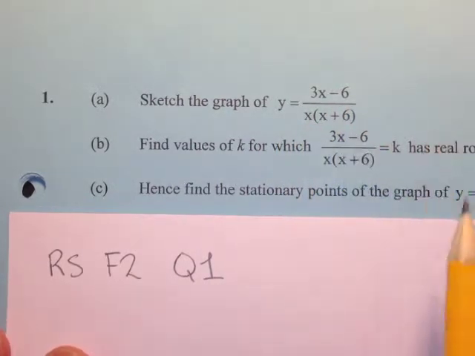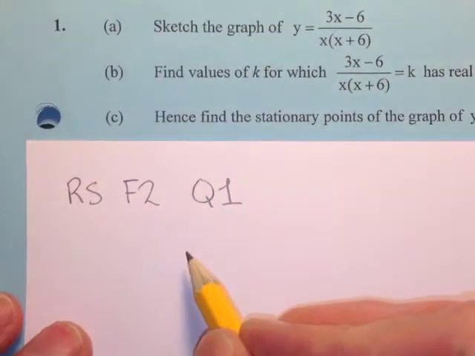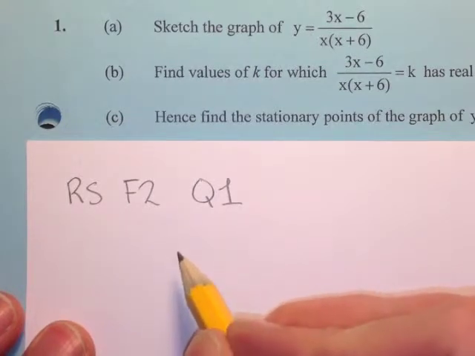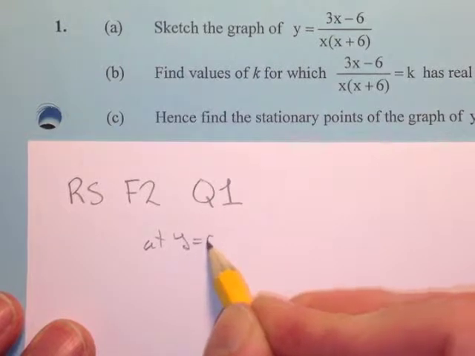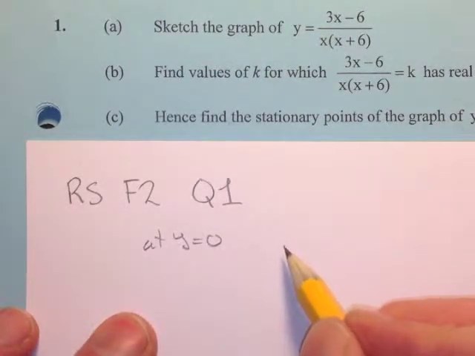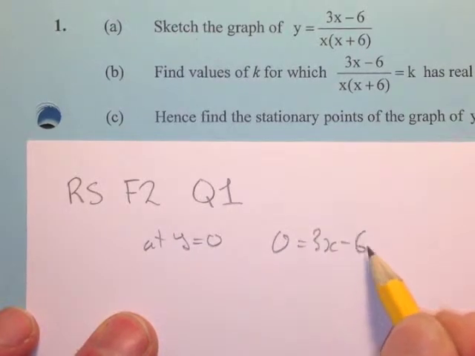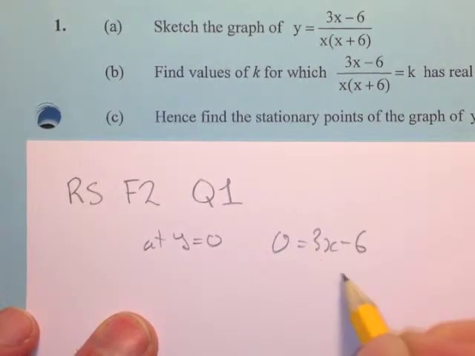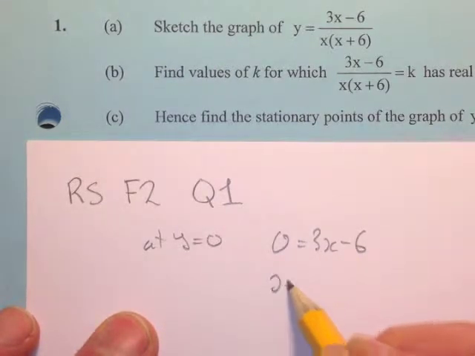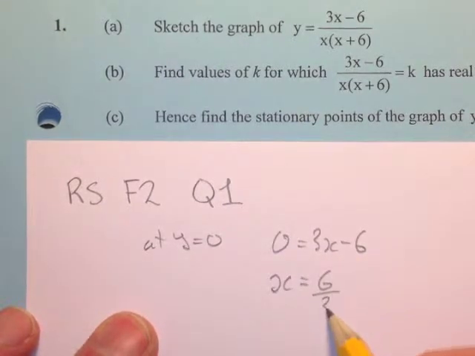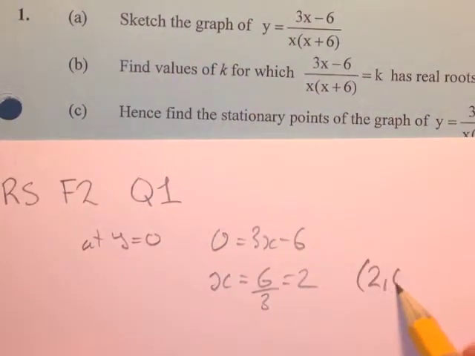So first of all, we look to find all the clues we can before we do the sketch. And so first off, we find the intercepts. At y equals 0, we're basically solving 0 equals 3x minus 6. Notice the bottom doesn't matter because if I times it up by 0, it's going to disappear. So effectively this can be rewritten as x equals 6 over 3 equals 2. Notice there's a point it goes through, so let's write it down as the point (2, 0).